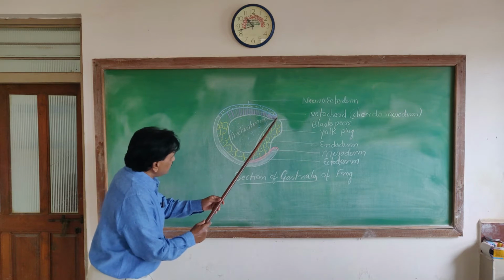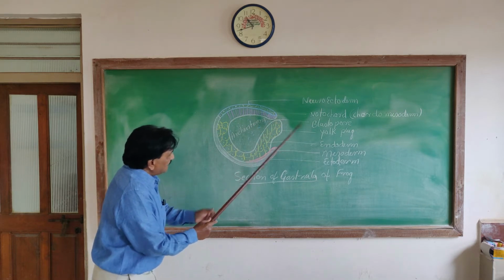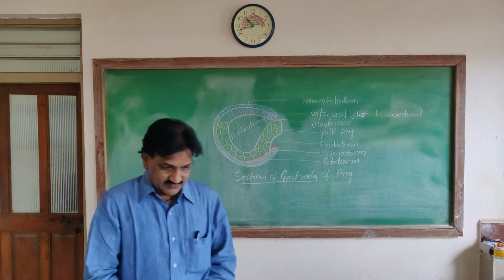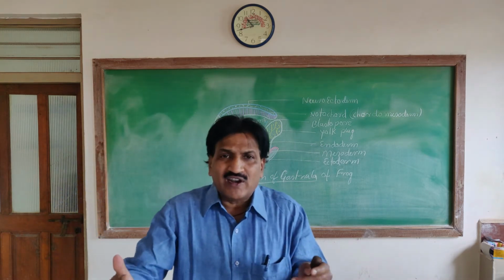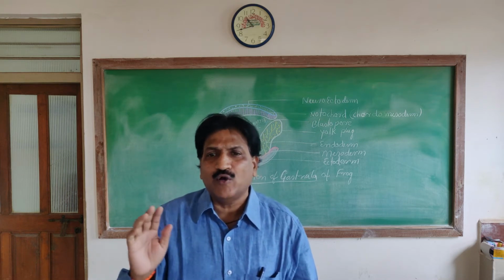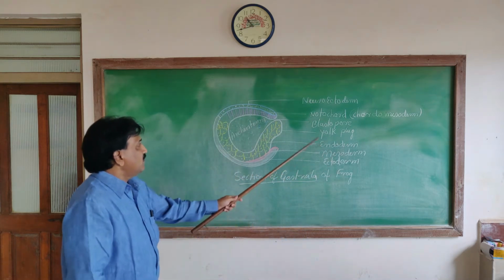The archenteron is a pocket-like structure. It opens outside through an opening, and this opening is called blastopore. I mean, the archenteron leads outside through an opening. That opening is called blastopore.